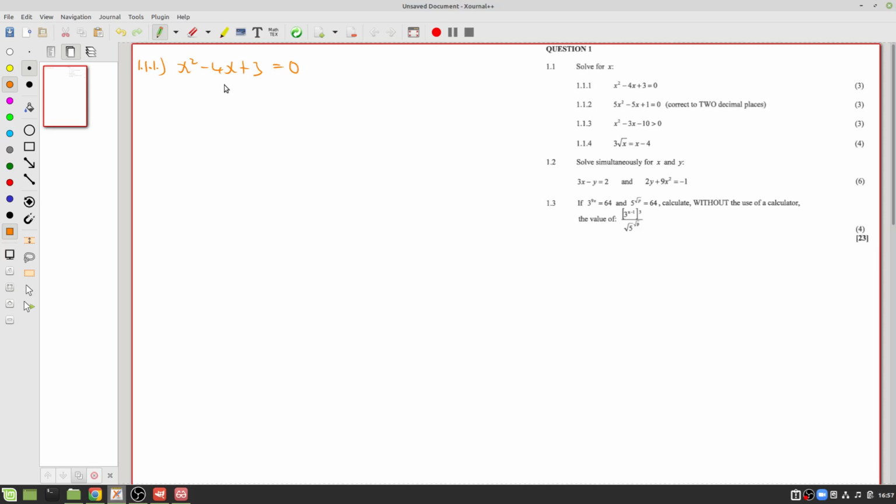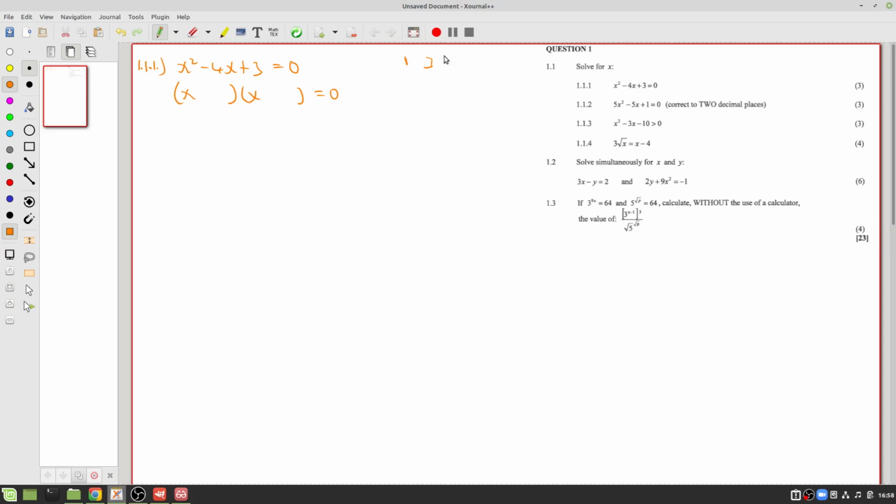And now how do we solve this? Well, there are many ways we can solve this. I'm going to use factorizing. So this one can factorize quite nicely. So we know it has the two brackets. And then we get x times x will give us x squared. And then what times what will give us 3? Well, the factors of 3 are 1 and 3. So it has to be a 1 and a 3.